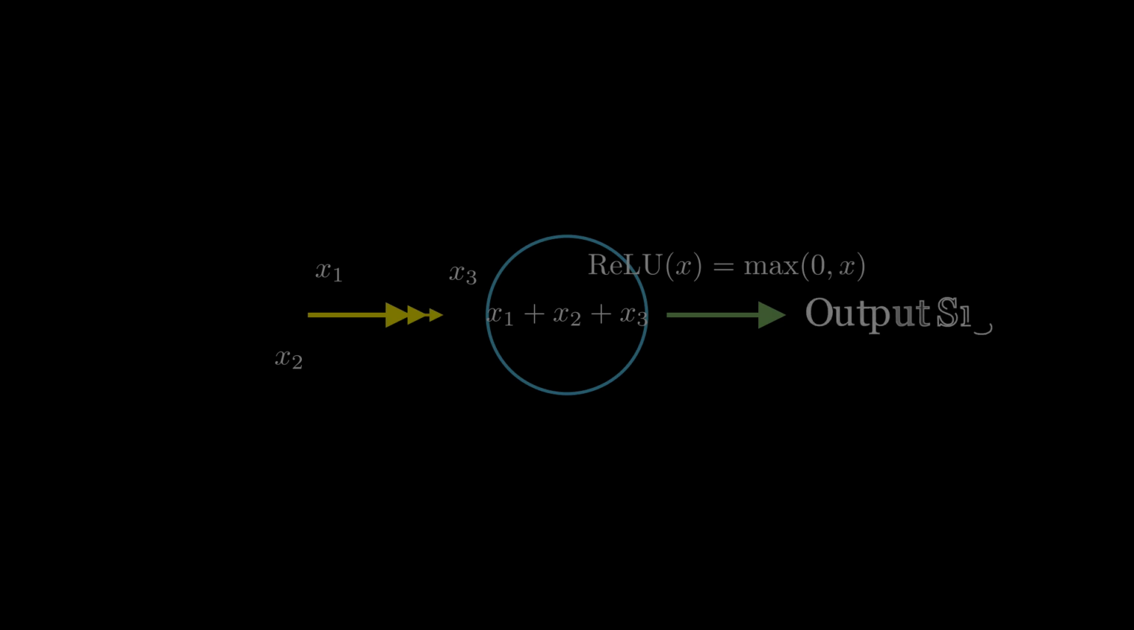When using the ReLU activation function, we can see the ReLU equation and understand how the neuron fires. Finally, if the neuron fires, the output signal is generated and sent out.